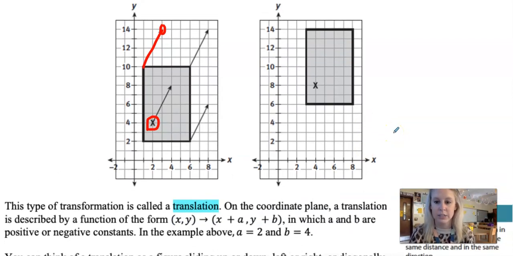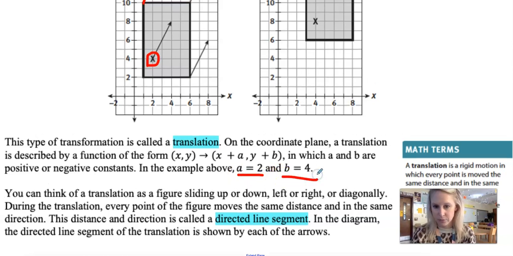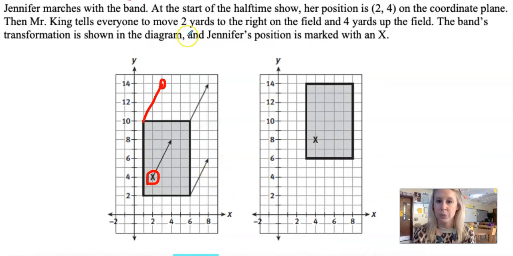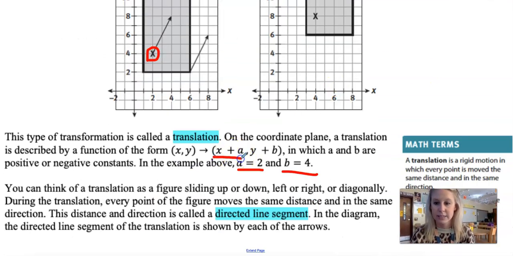On the coordinate plane, a translation is described by a function of the form (x, y) arrow (x plus some a value, y plus some b value), where a and b are positive or negative constants, aka numbers. So in the above example, our a is a 2 value and my b is a 4 value. They got that 2 because she went 2 units to the right, and then they got the 4 from going 4 up. The x-axis is dealing with left or right, so if you go left or right, that is going to affect your a value, and if you go up or down, that is going to be attached to the y value.